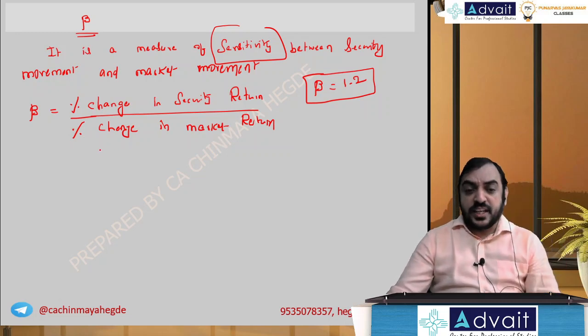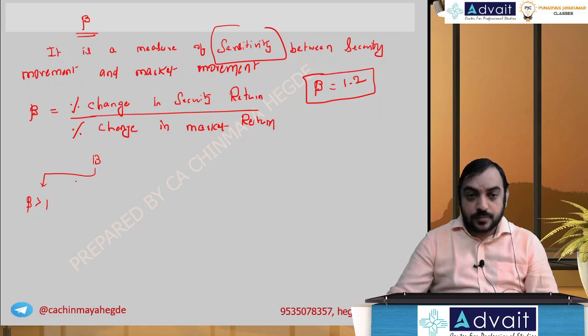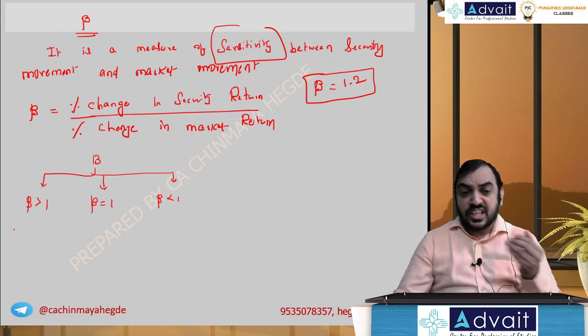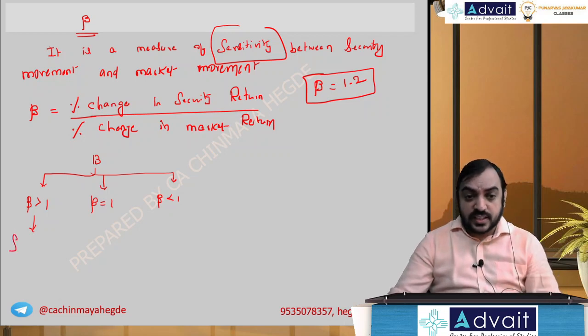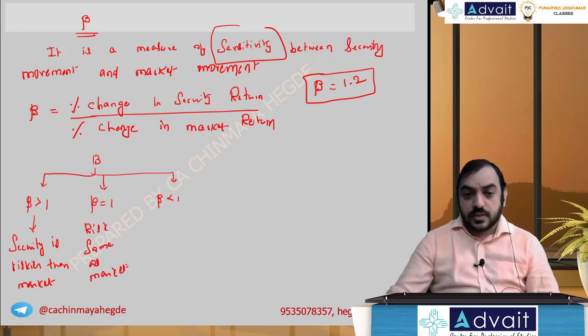So beta, we can interpret in different ways like this. Beta can be more than 1, beta can be equal to 1, or beta can be less than 1. If beta is more than 1, that means the security's movement is faster than the market, or you can say the security is riskier than the market. Beta equal to 1 means security risk is the same as the market. Whereas beta less than 1 means the security is less risky than the market because the movement is small, no?